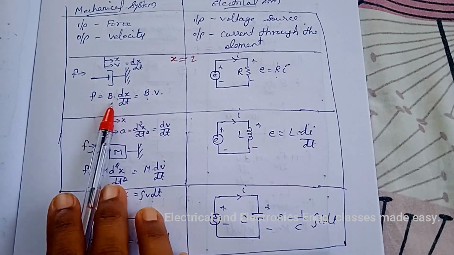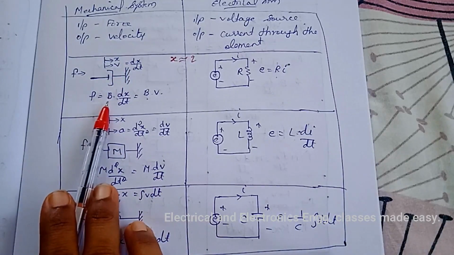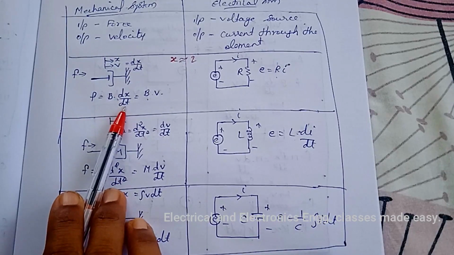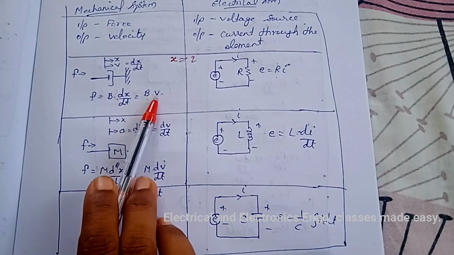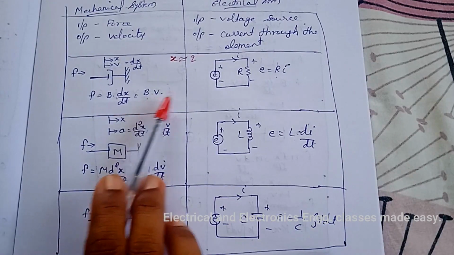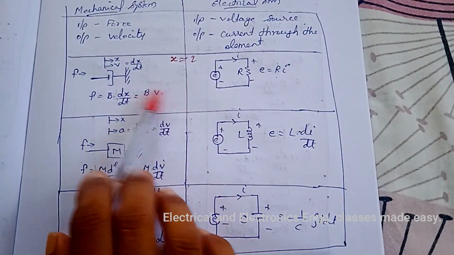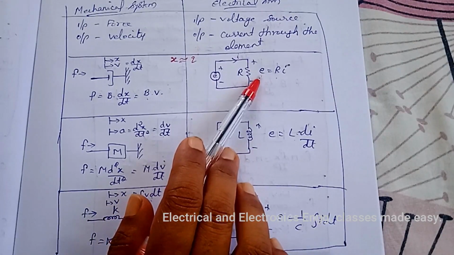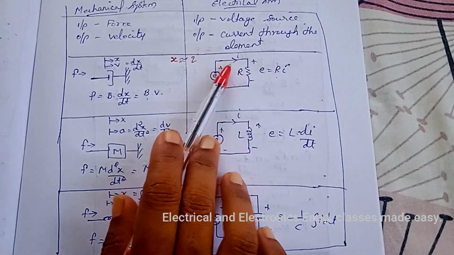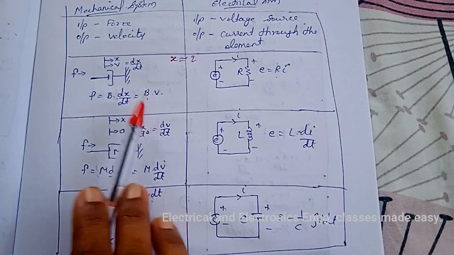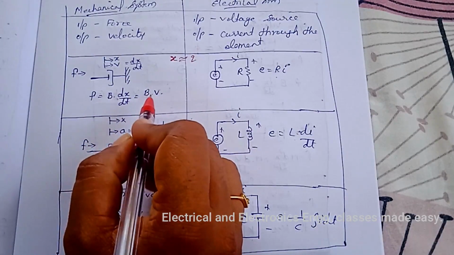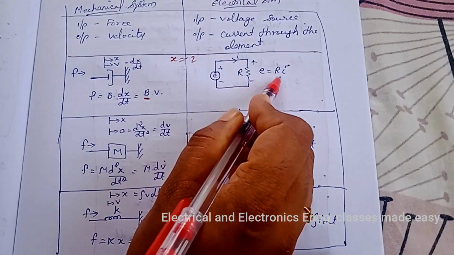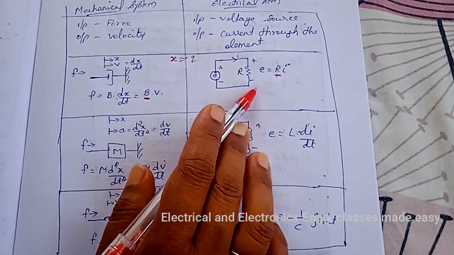And also here, considering the dashpot, f is equal to b into dx by dt, and that is equal to b into v, where v is the velocity. And similarly in electrical system we have E, the voltage, is equal to R into I. So here the frictional coefficient of dashpot B is analogous to resistance R in electrical system.